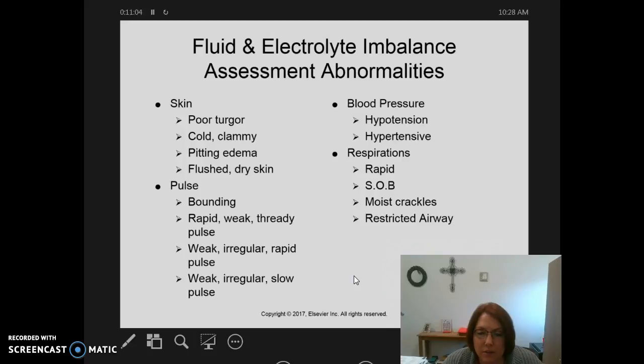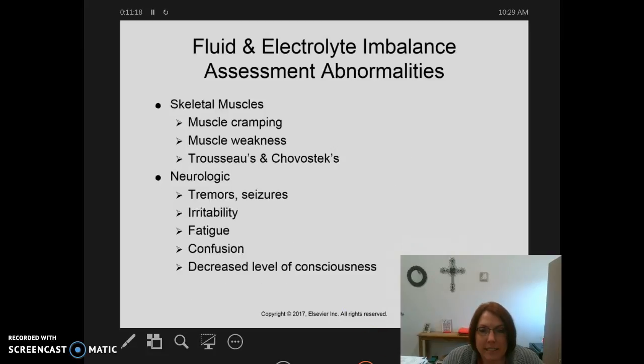A restricted airway goes along with some of our things like calcium, hypocalcemia and hypercalcemia, where we can have stridor and restricted airways where the airway almost spasms. For the skeletal muscle assessment, we may have muscle cramping anytime with individuals that have fluid and electrolyte imbalances. Muscle weakness is a sure telltale sign when someone comes in with weakness, or Trousseau's and Chvostek's sign, and I'll explain those a little more when I get into the specific electrolyte imbalances where you will see those.